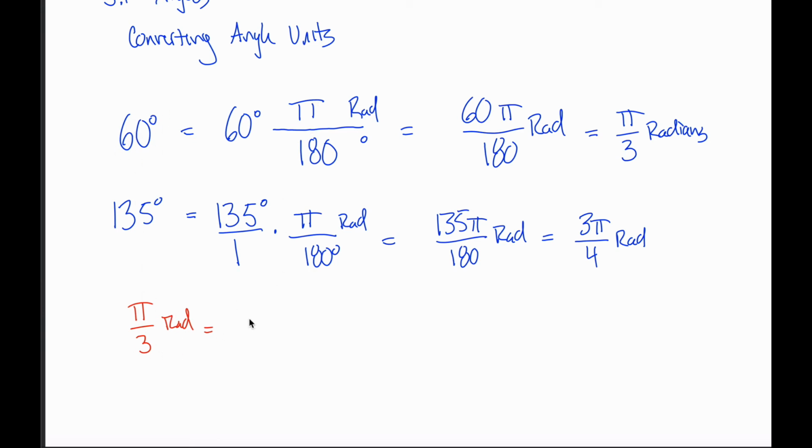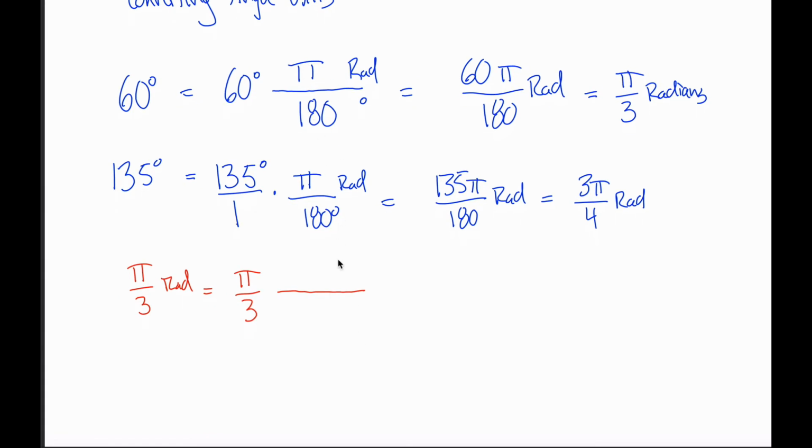Well, I need another conversion factor. I'll take my pi over 3, and my unit is radians, and then I'll multiply that by the number 1, because if I multiply by any other number, I'll be changing the value of what I have here, and then I won't just be converting my units, I'll come up with a whole different answer. So it's important that this conversion factor equals 1.